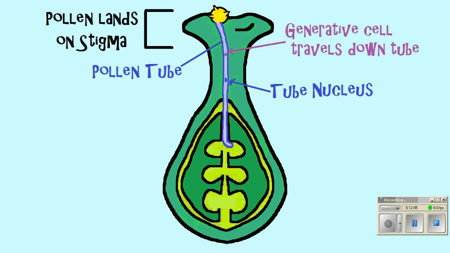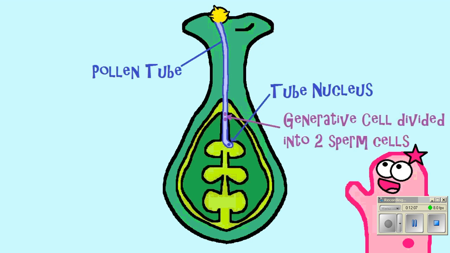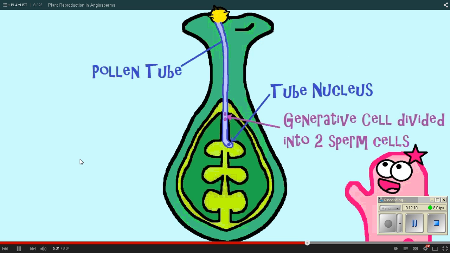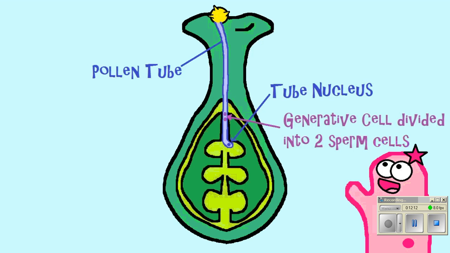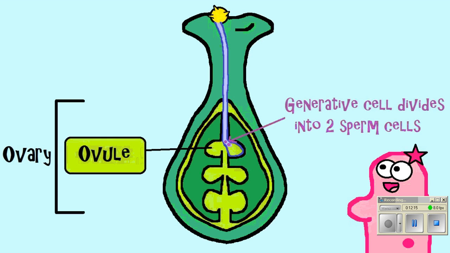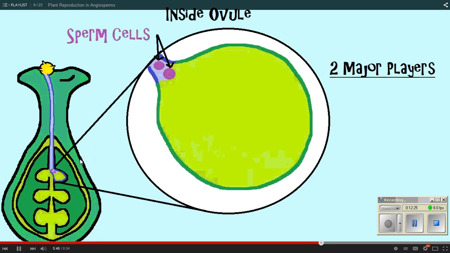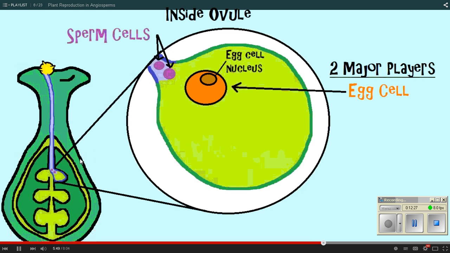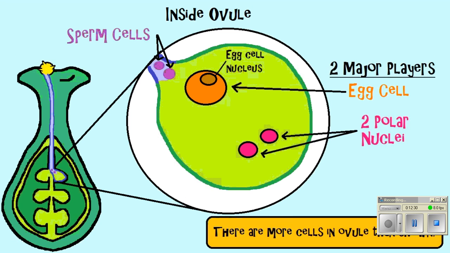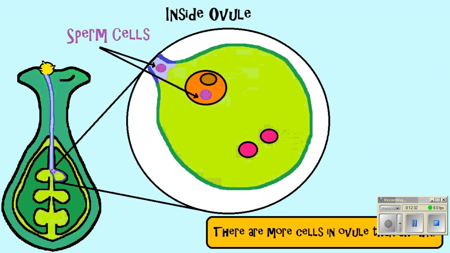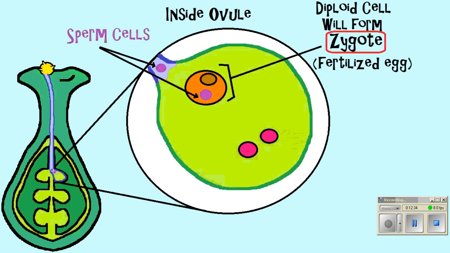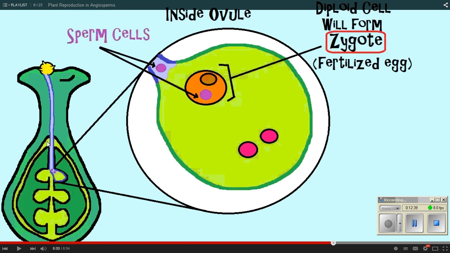The generative cell, which is enclosed in the tube cell, will divide to form two sperm cells. So what do these two sperm cells want to do? Well, they are actually going to target an ovule, which is inside the ovary. There can be multiple ovules inside a plant ovary, but each ovule has the potential to develop into a seed if fertilized. Now, the ovules have two major key players to mention, an egg cell and something else called two polar nuclei, which I'll get to in a second. One of the sperm cells fertilizes the egg. This forms a zygote, which is basically a fertilized egg. Okay, I'm simplifying, so listen to me as I simplify.